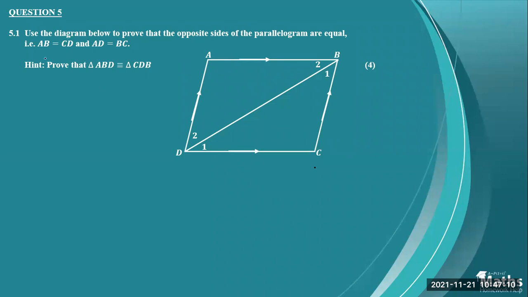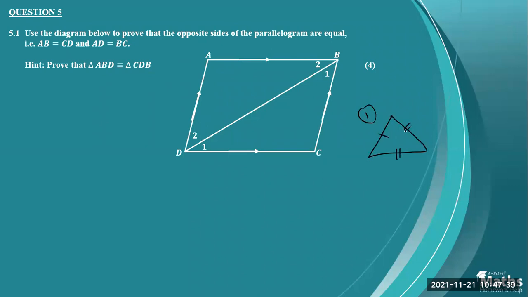So for the first question, it says, use this diagram below to prove that the opposite sides of a parallelogram are equal. So let's see, they help us. They say we must prove that triangle ABD is congruent to triangle CDB. So with congruency, remember all the four possibilities that you must try and prove.